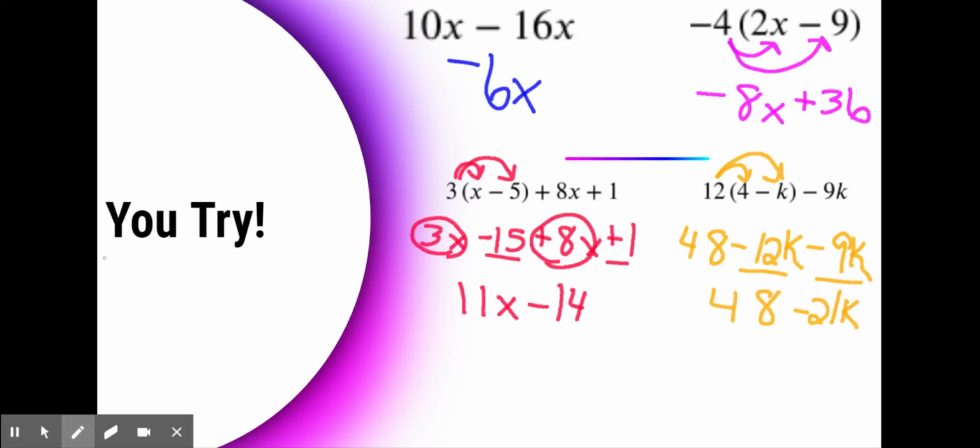Okay, how'd you do? So 10x minus 16x is negative 6x. Negative 4 times 2x minus 9 is negative 8x plus 36. 3 times the quantity x minus 5 plus 8x plus 1, I got 11x minus 14. And 12 times the quantity 4 minus k minus 9k, I got 48 minus 21k.